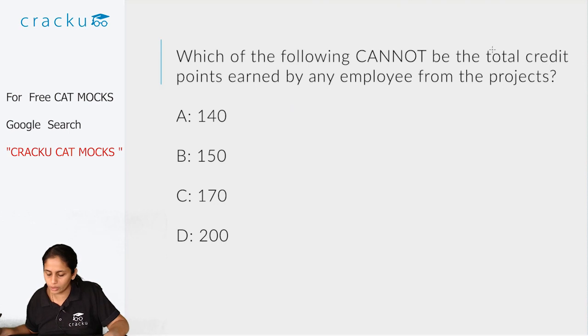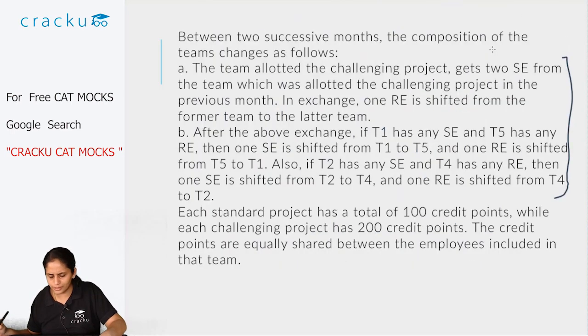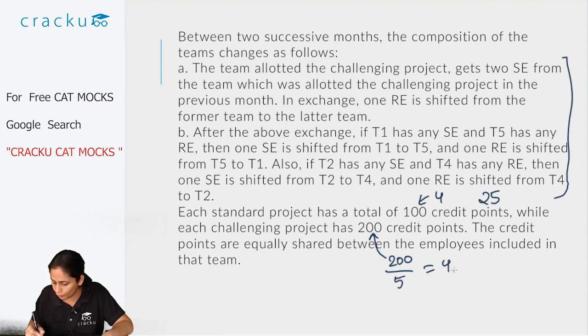Which of the following cannot be the total credit points earned by any employee from the projects? So let's take a look at the points thing again. Each standard project has a total of 100 credit points, and each standard project has 4 people. So if you're working on a standard project, you will get 25 points, that is 100 by 4. And each challenging project has 200 points. There are 5 people in a challenging project, so you'll get 40 points.